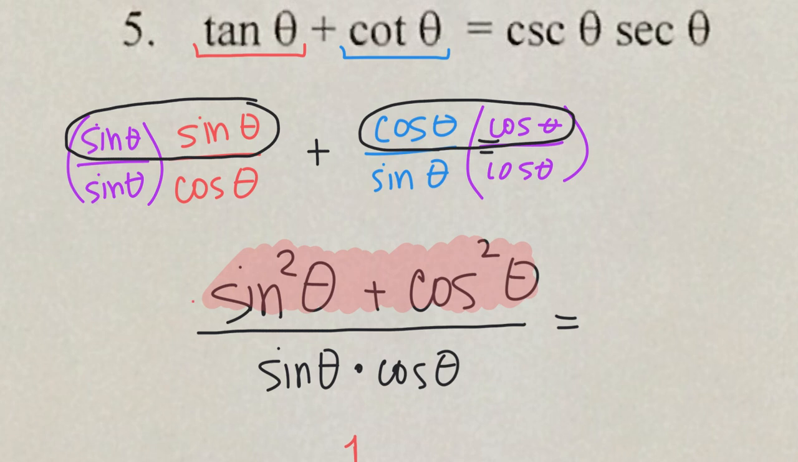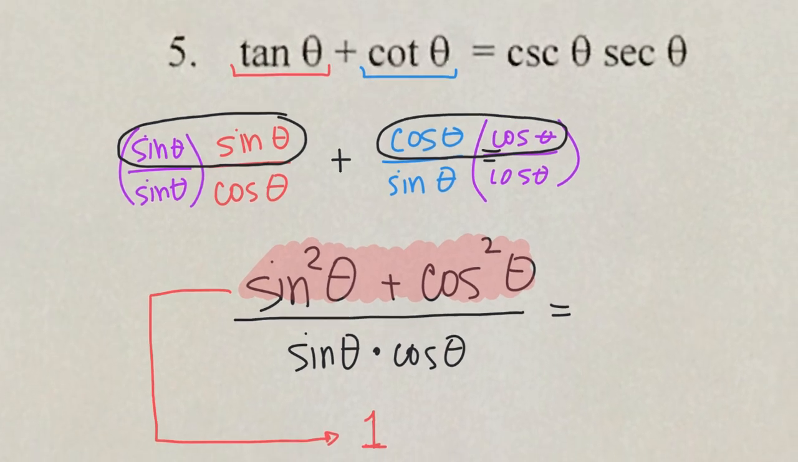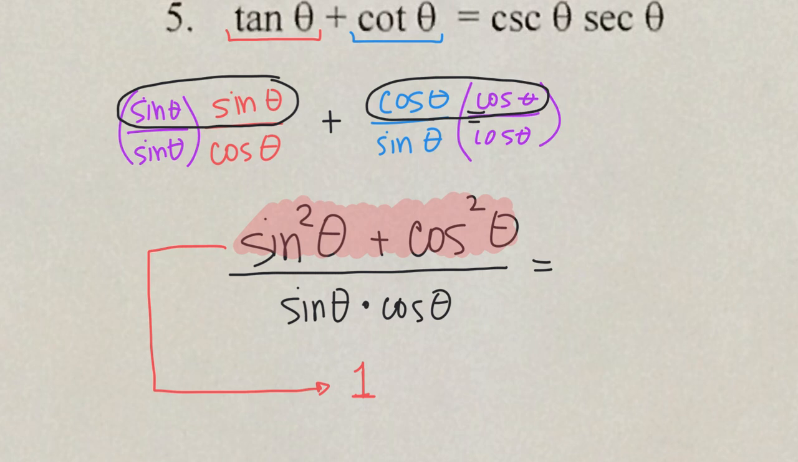Always equals 1. Okay, this is the Pythagorean identity. The sine squared plus the cosine squared equals 1. So if you're not familiar with that one, you need to become familiar with that one in a hurry, or these problems are going to be very difficult. Our denominator is still sine times cosine.